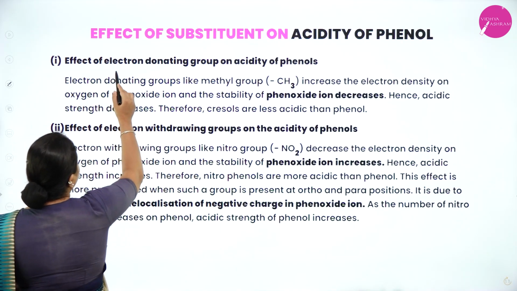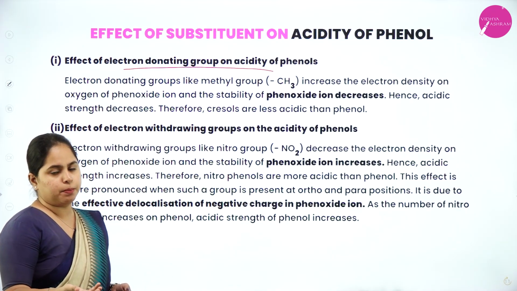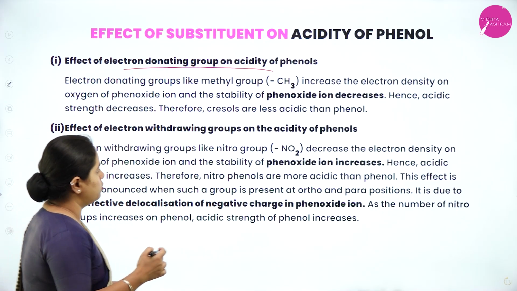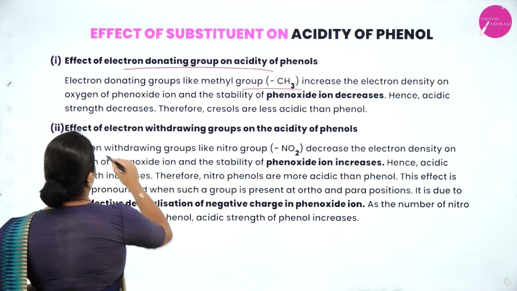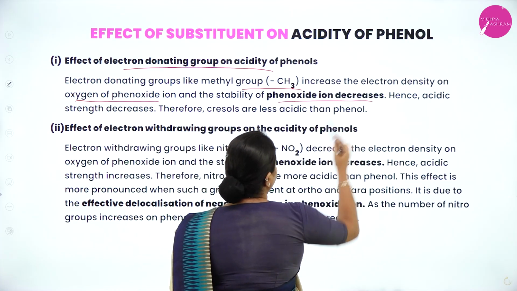So if electron donating groups are present, what will happen to the acidity of phenol? Electron donating groups like alkyl groups, methyl groups, increase the electron density on the oxygen of phenoxide ion, and the stability of phenoxide ion will decrease.